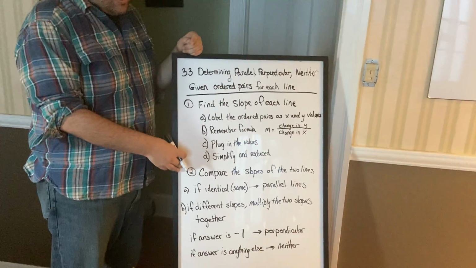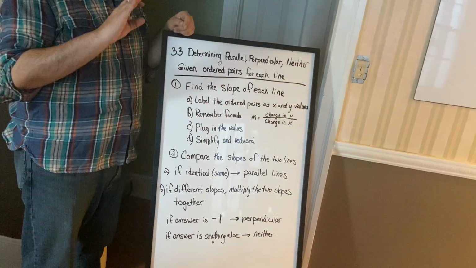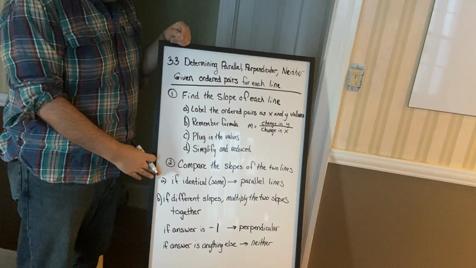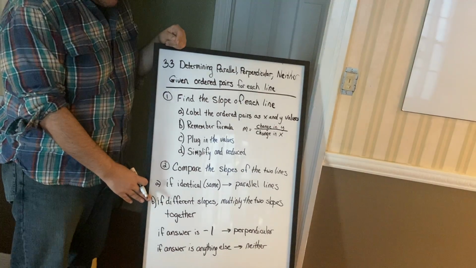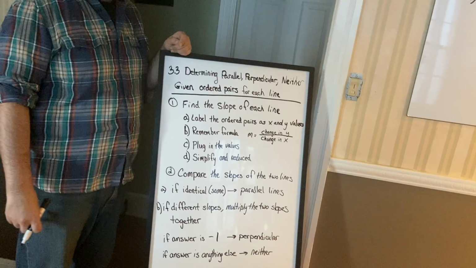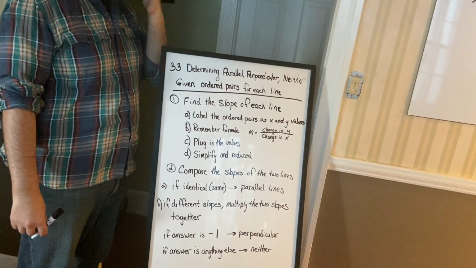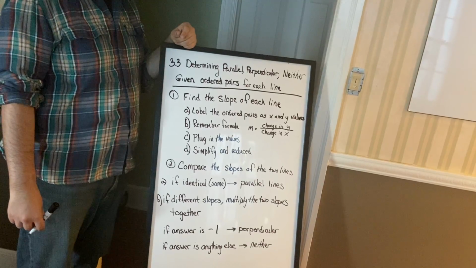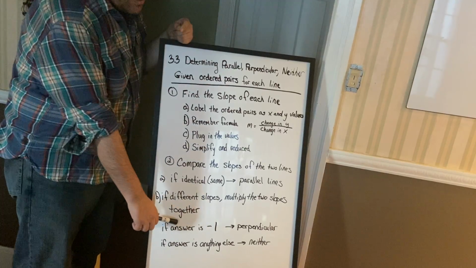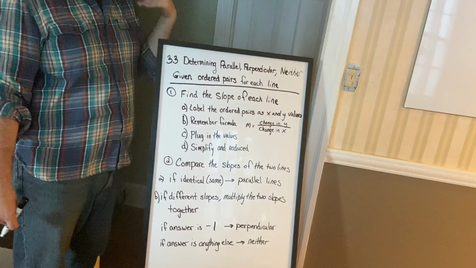Once you have the slopes, then you can compare the slopes. If they are identical, the same, you stop, you're done. You just say you have parallel lines. If they're not the same, if they're different slopes, then you can't say parallel. What you want to do is multiply those two slopes together. If the two slopes multiplied together give you a product of -1, then stop, you have neither. Or I'm sorry, you have perpendicular. The two lines would be perpendicular if your answer is -1. And if you get any other answer, then that's when you say neither.